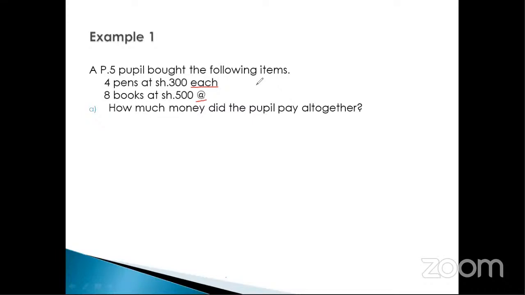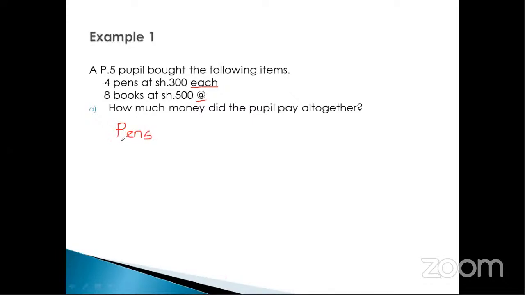Okay, so in this case, we are going to work out. We need to first, before we get the total expenditure, because here they are asking for total expenditure. How much money did the pupil pay altogether? That's the total expenditure. For you to work out, you need to now come and say, how much have I spent on pens? You write here, pens.